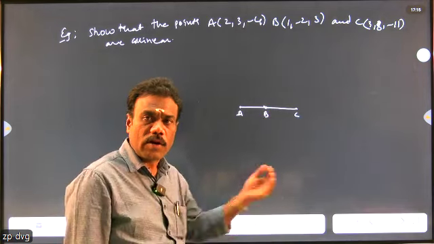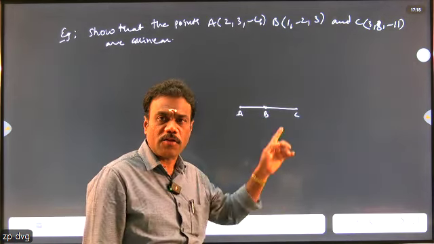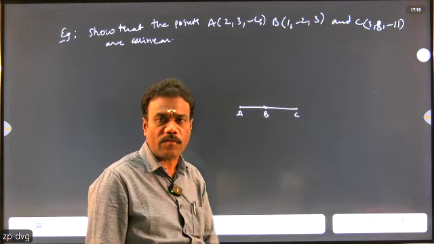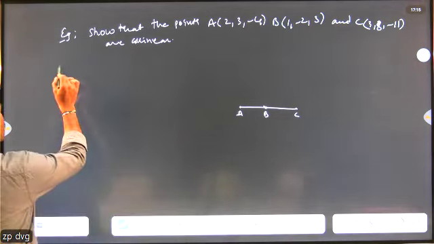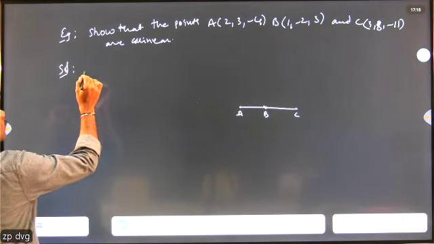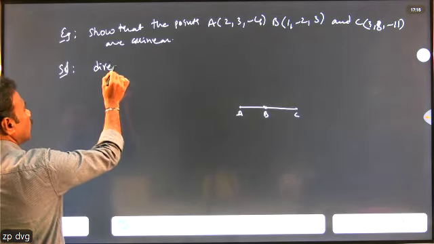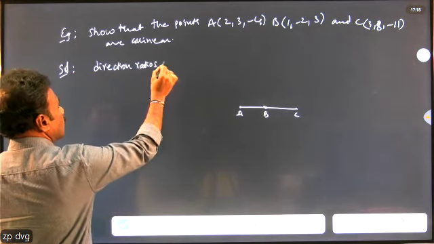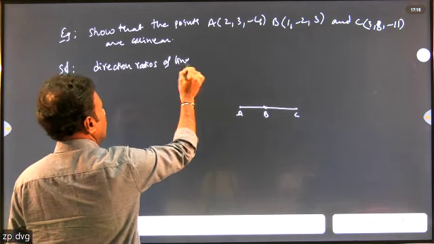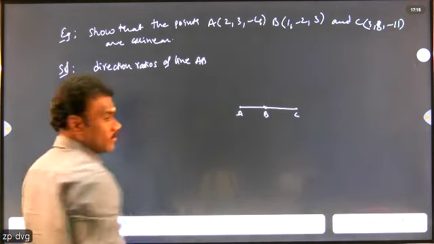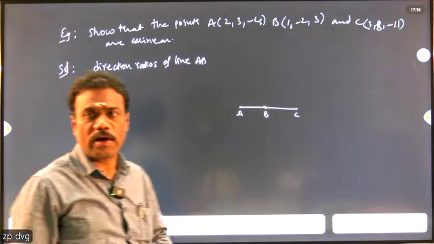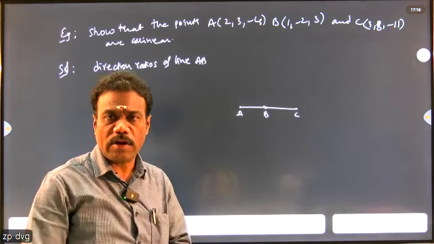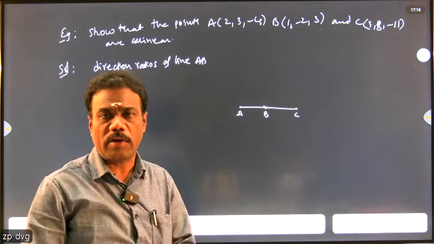So let us first find the direction ratios of AB, the direction ratios of BC, and the direction ratios of AC. Direction ratios of line AB. As you know, how do we find direction ratios of a line joining 2 points? x2 minus x1, y2 minus y1, z2 minus z1.